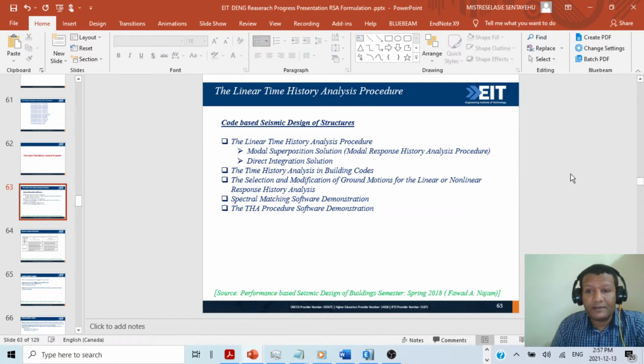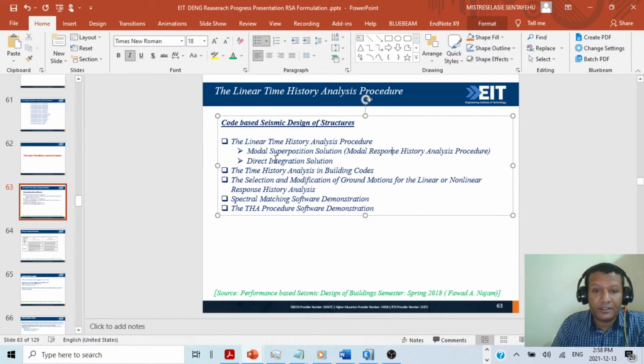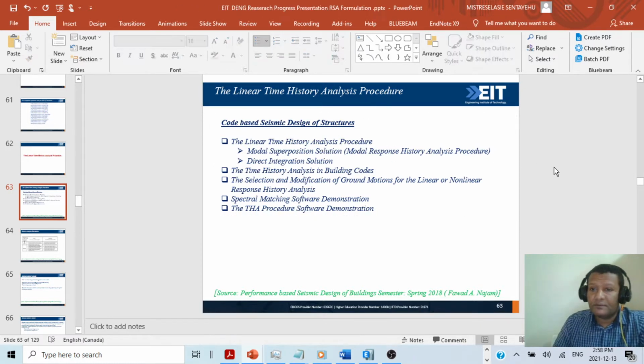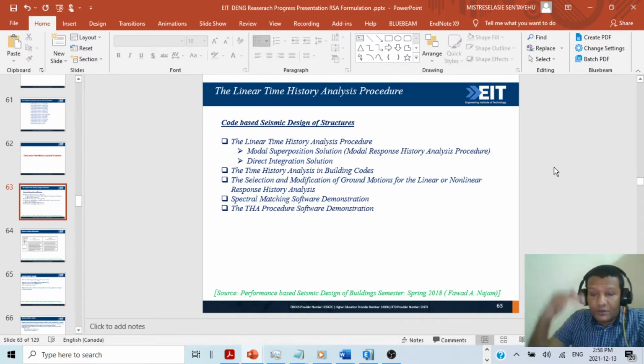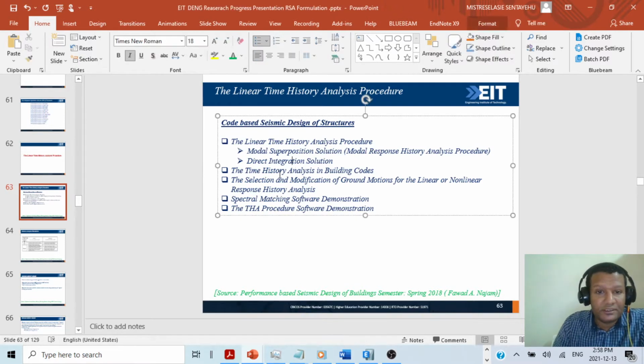We can directly numerically solve the uncoupled equation of motion with direct integration solution, or we can use the concept of mode superpositioning. We will uncouple the coupled equation of motion, and we can solve for each mode, and we can sum to get the response of a structure. That is, we have two parts. We are going to see these two methods.